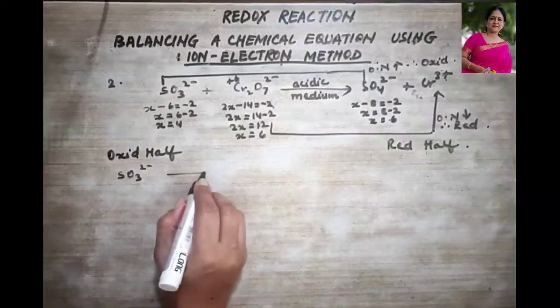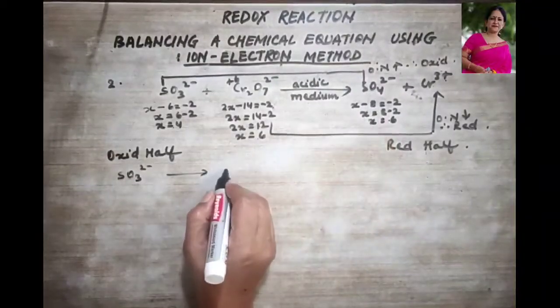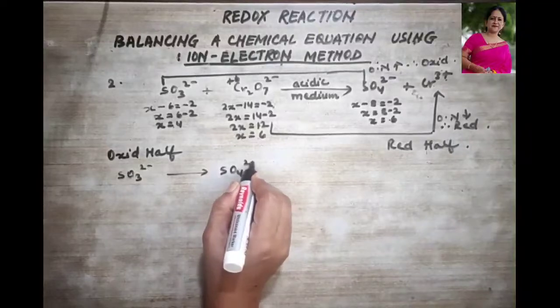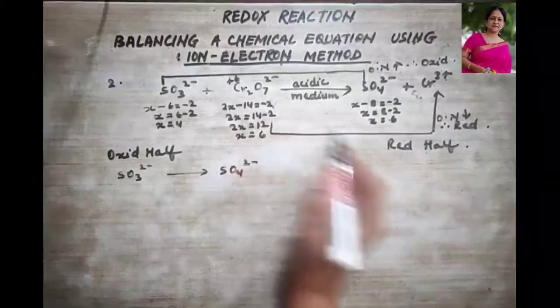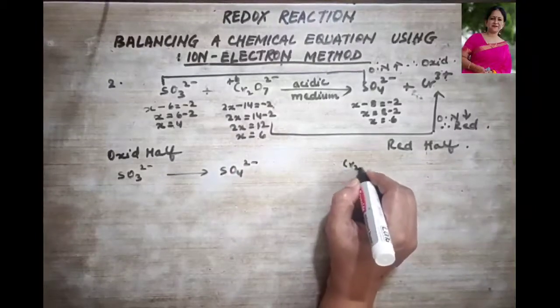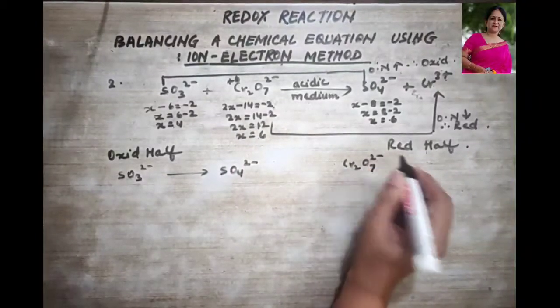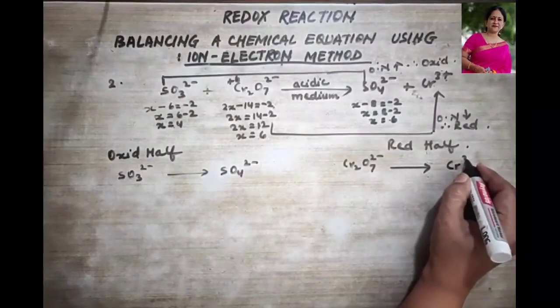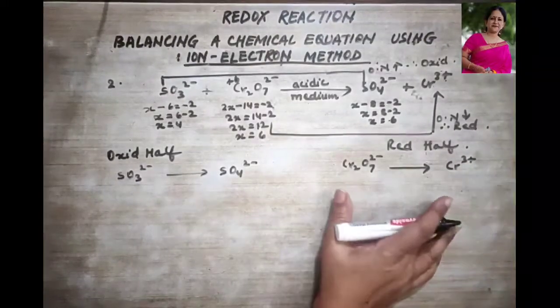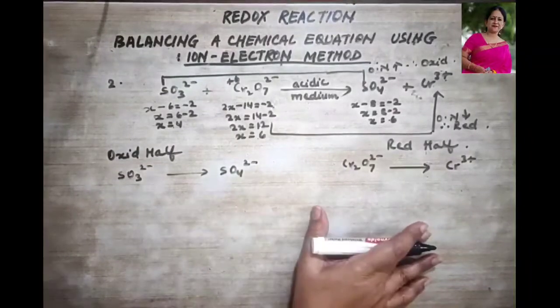SO3 2 minus gives SO4 2 minus. Okay. Now let us go to the reduction half. There we will write Cr2O7 2 minus gives Cr3 plus. Fine. Till here it's very clear.